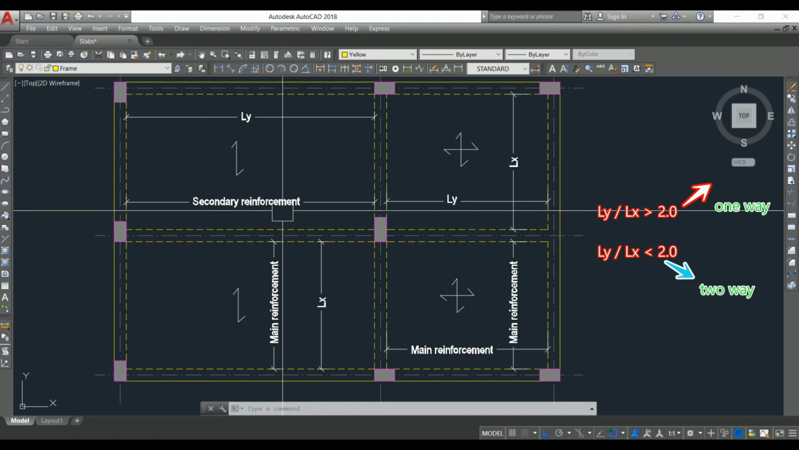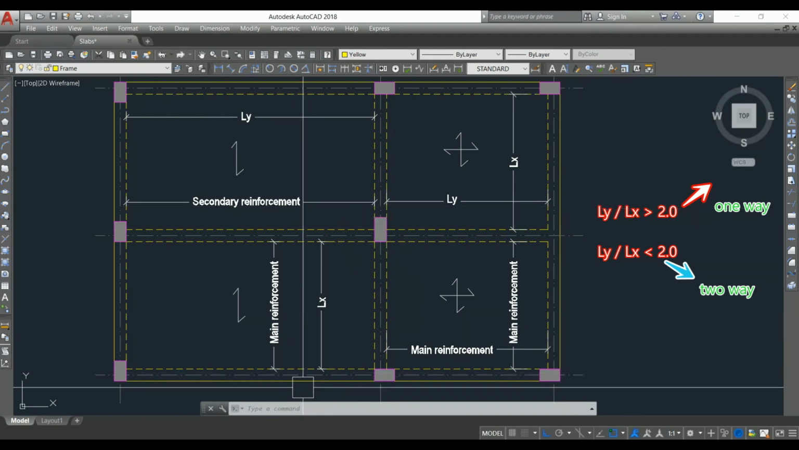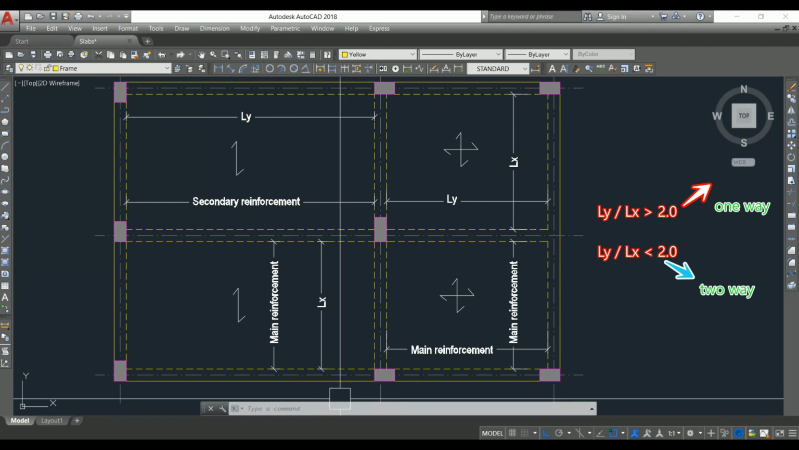Secondary reinforcement in the sense it is the distribution bar. So that we provide in the longer direction. In one-way slab, we provide main reinforcement in the shorter direction only because the slab will bend only in one direction. LY by LX is greater than 2. These are all the main points you have to remember while considering the one-way slab.